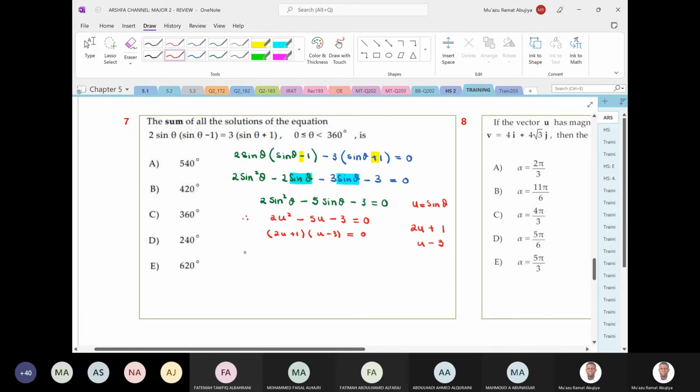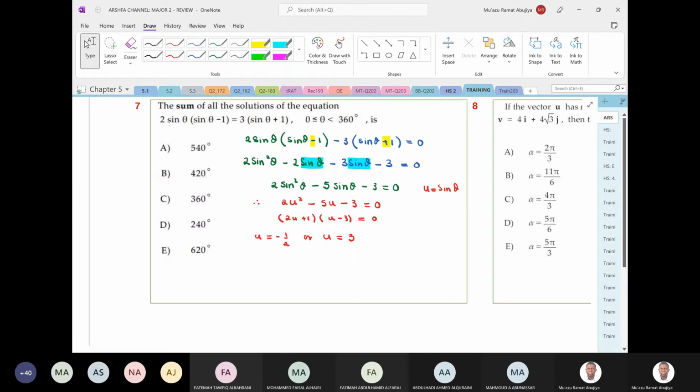Now, what is our u? U is equal to minus 1 over 2, or u is equal to 3. Now, from the question, we can say, therefore, sine of theta will be equal to minus a half, or sine of theta is equal to 3.